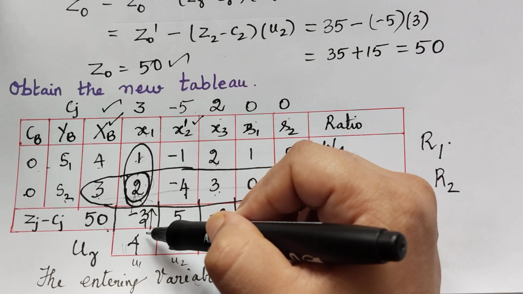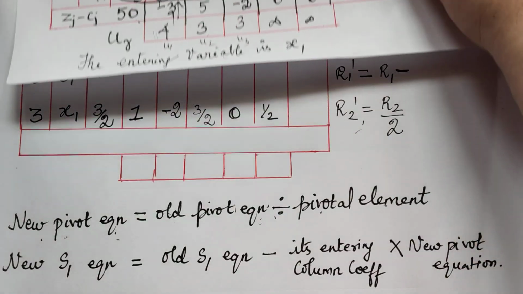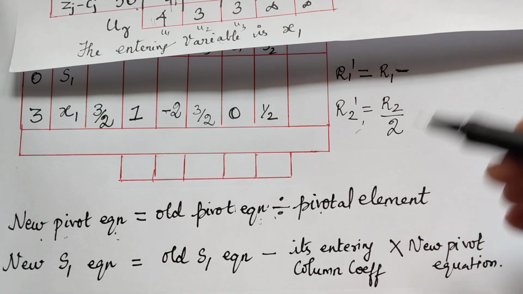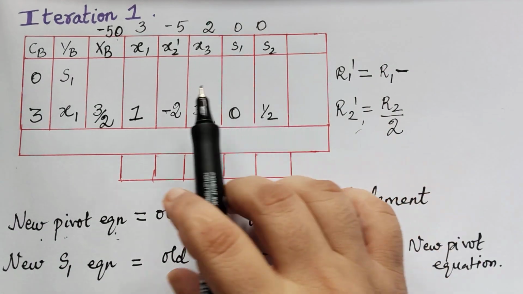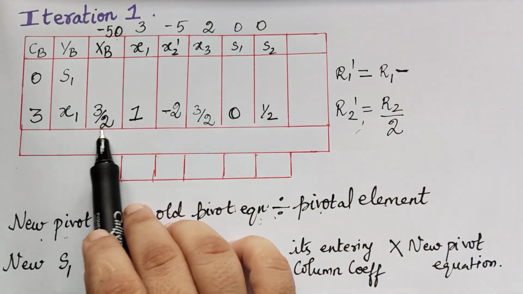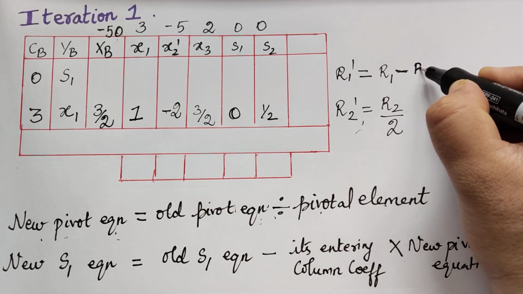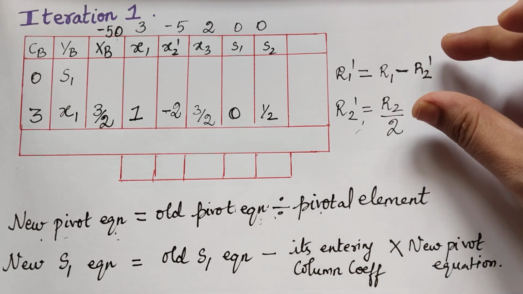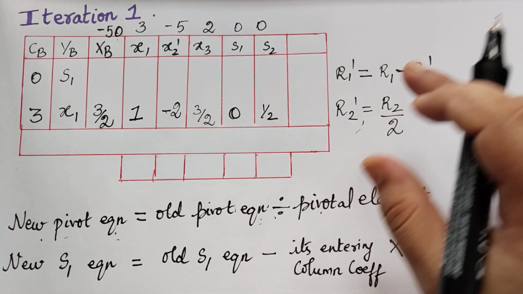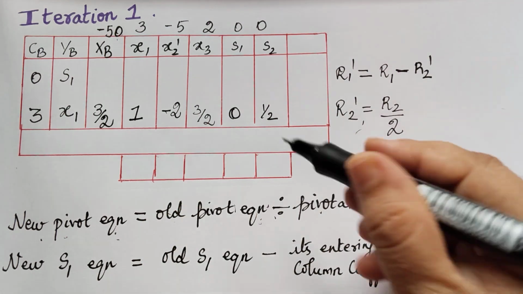What is the entering column? This column. And what is the entering column coefficient? It is 1. So minus 1 multiplied with the new pivotal equation. The new pivotal equation is what? This one. This is the new pivotal equation, R2 dash. So 1 multiplied with R2 dash. So you patiently go through this. Using that, I have written these row operations. So row 1 dash we have to find by row 1 minus row 2 dash.